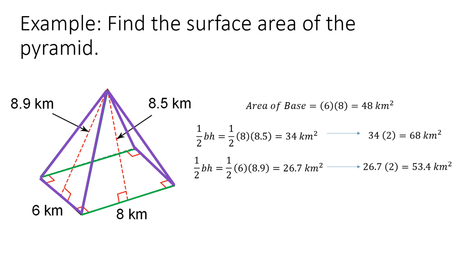And to get the total surface area for this pyramid, I'm going to add all of those areas together, so 48 plus 68 plus 53.4 to get my answer to be 169.4 kilometers squared for the surface area of the pyramid. And once again, recall that our units for area are always squared.